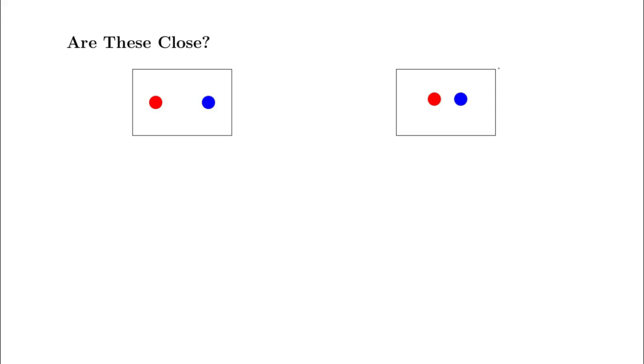So here's your next example. Are these two dots close to each other? If so, why? What does that mean? If not, how come? All right, let's talk about this.